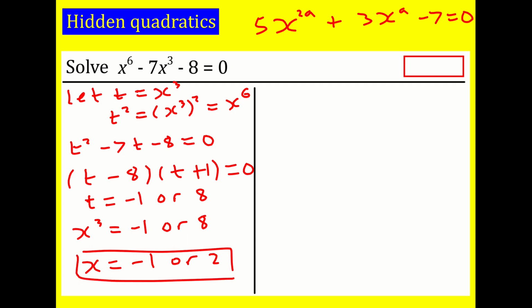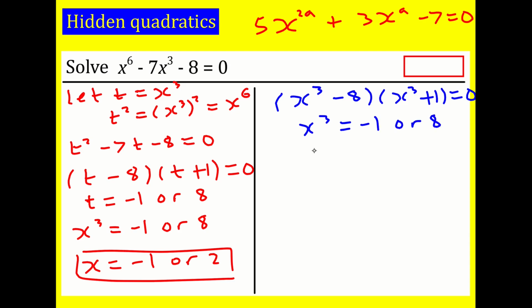Now, I'm just going to throw this out there right now, but if you become really confident with this, then you can actually do it a second way. You can just factorize directly in terms of x cubed. So it would be x cubed minus 8, x cubed plus 1 equals 0, which would give x cubed equals minus 1 or 8, and so on. It is shorter. For ones like this, it is quite a good method.